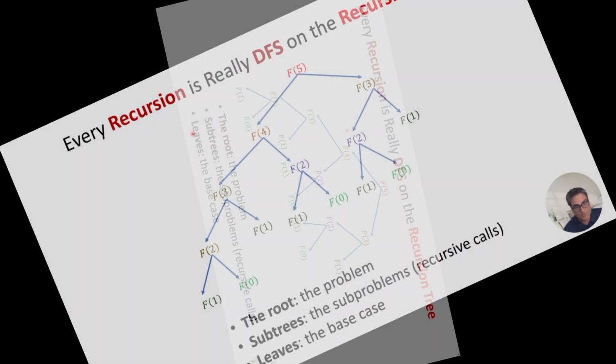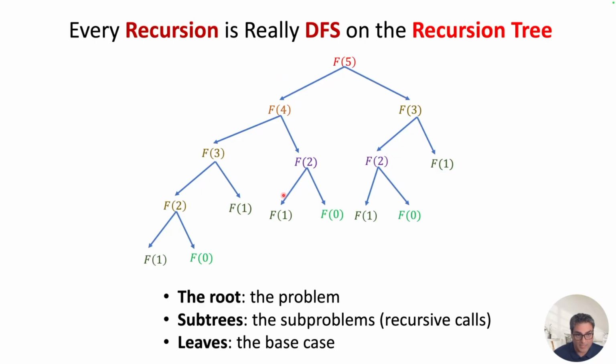which gives you a lot of insight. So if you look at this diagram one more time, you will see that the root is the problem that we want to solve. The subtrees, this one and this one, are your subproblems, which correspond to your recursive calls. And the leaves are really the base cases.